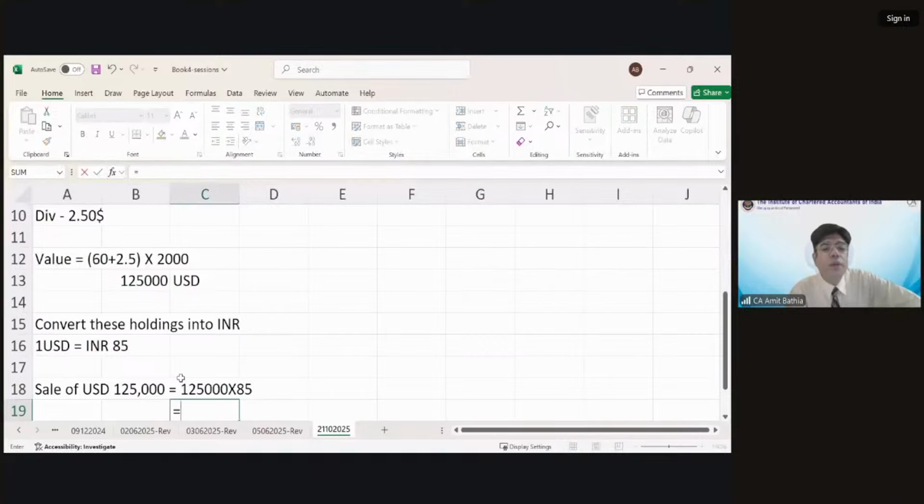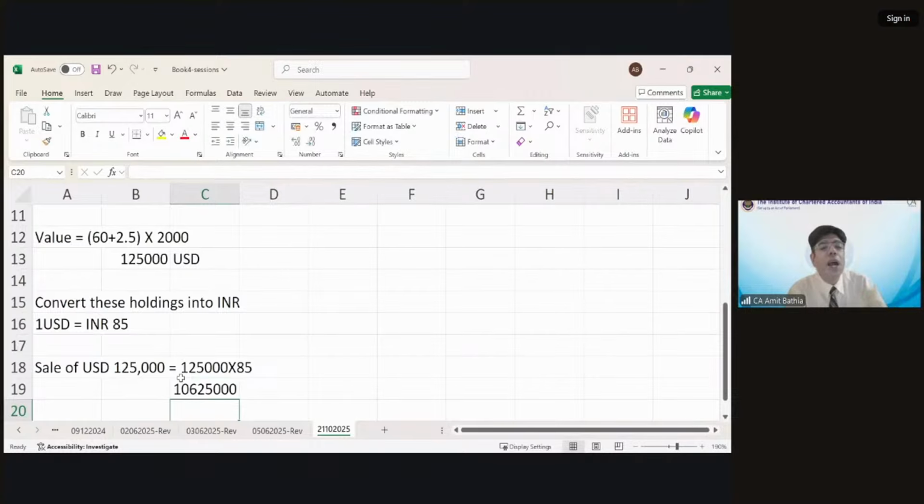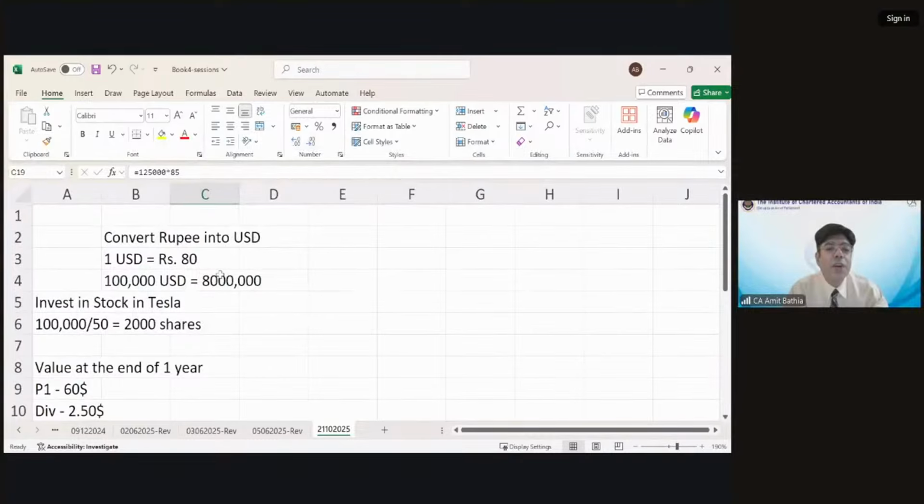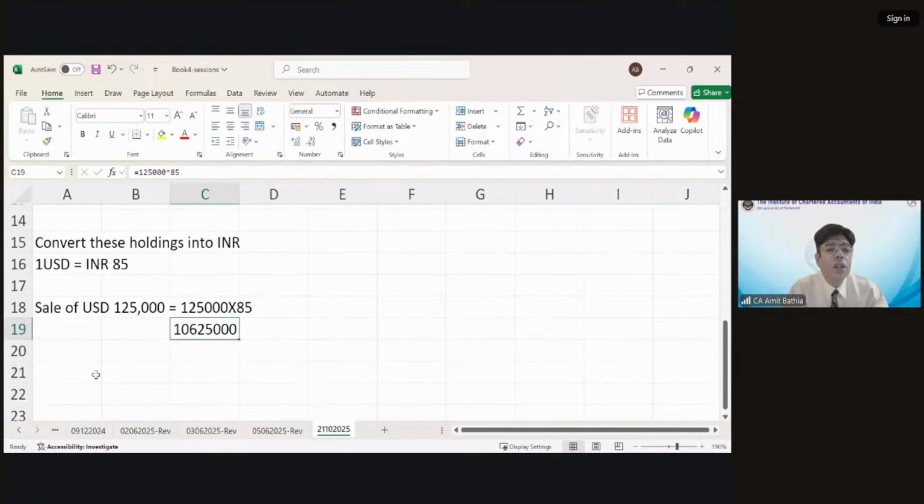Now, when this amount is converted into INR, the rate of return I can essentially earn can be compared only when I am identifying the total value which I have earned. How much is the total value which I have earned? You can see I have earned essentially 1,06,25,000. What was my original investment? My original investment was 80 lakh rupees. I have earned 1 crore.